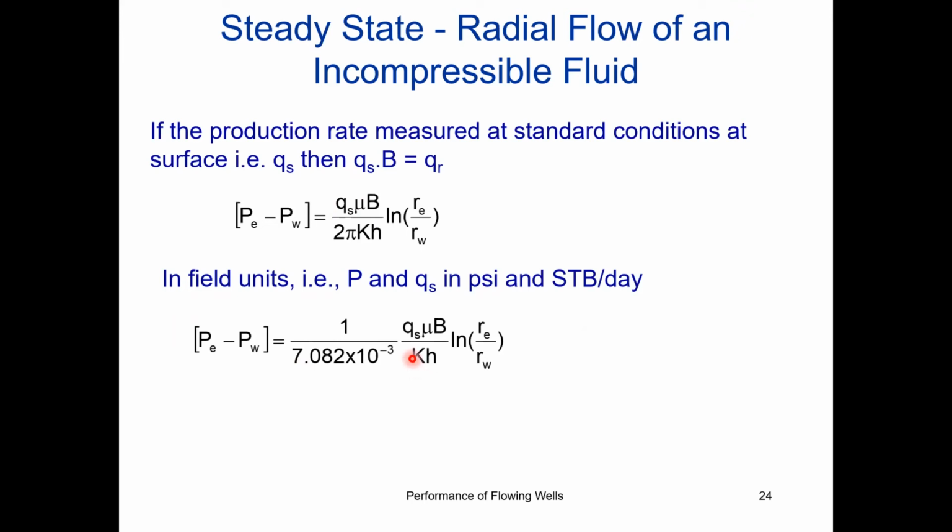You see that RE is constant, RW is constant, BO is constant. Viscosity is constant because it is incompressible. So why should viscosity change? Therefore, you see that the flow rate is a function of delta P. So this is a straight line, something like this.